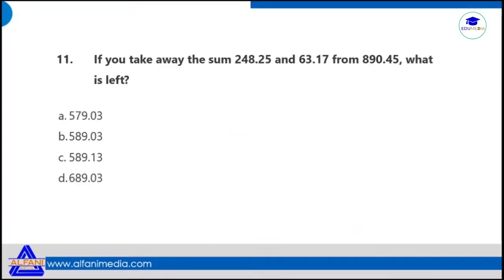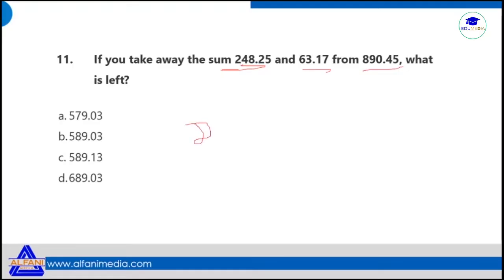So that's it. And the next question, question 11: if you take away the sum 248.25 and 63.17 from 890.45, what is left? All that you need to do is to add up these two figures, and you subtract the total from this.